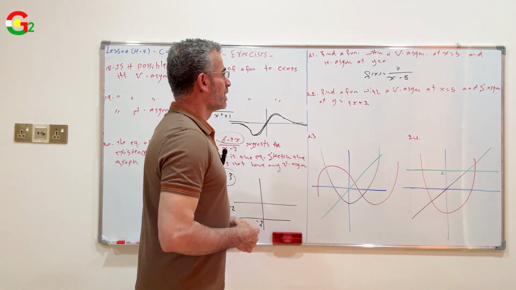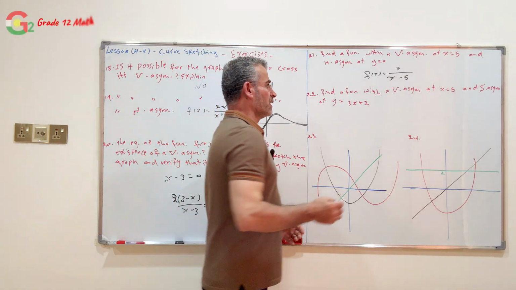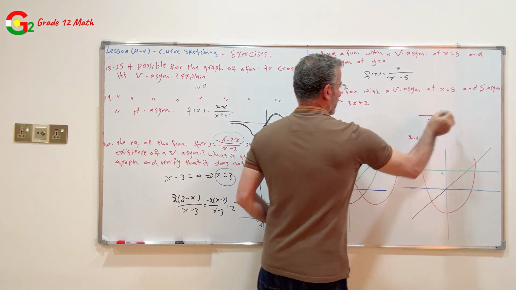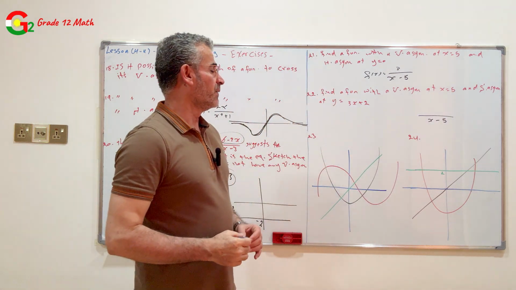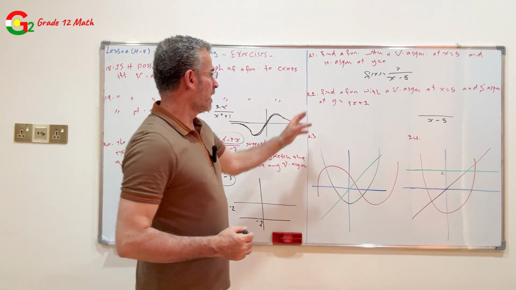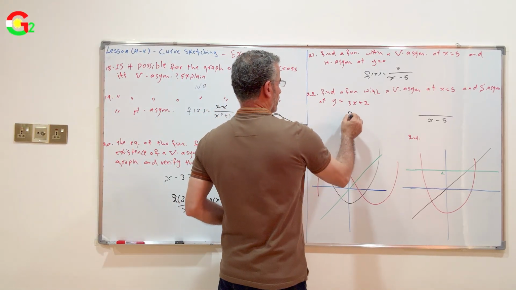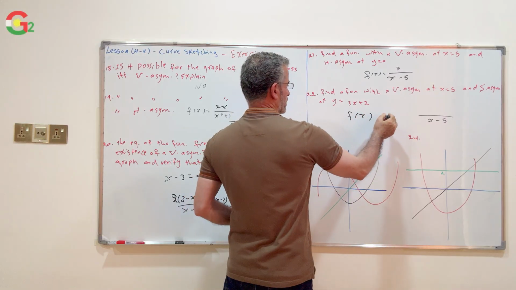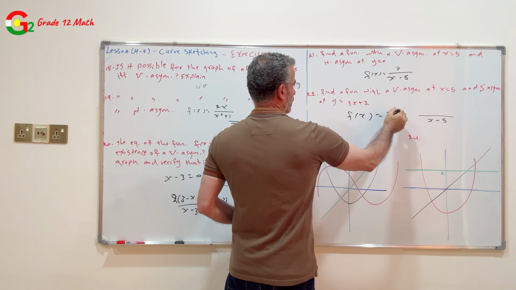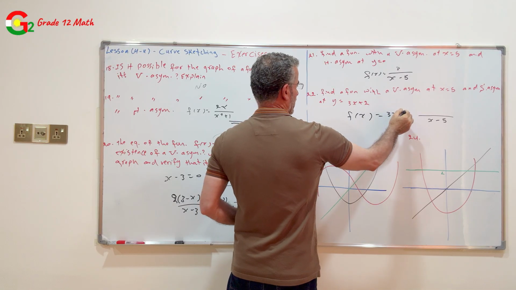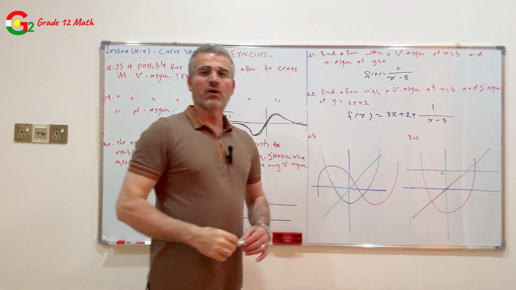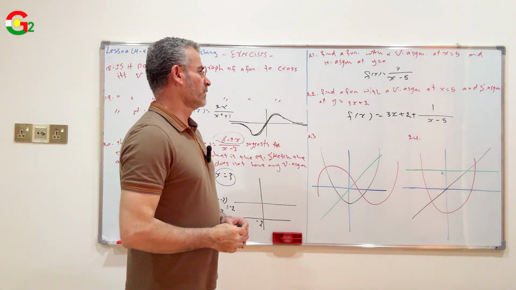Find a function with a vertical asymptote at x equals 5 and a slant asymptote at y equals 3x plus 2. Then we have x minus 5 in the denominator, and the function will be the equation of the slant asymptote, 3x plus 2, plus 1 over x minus 5.